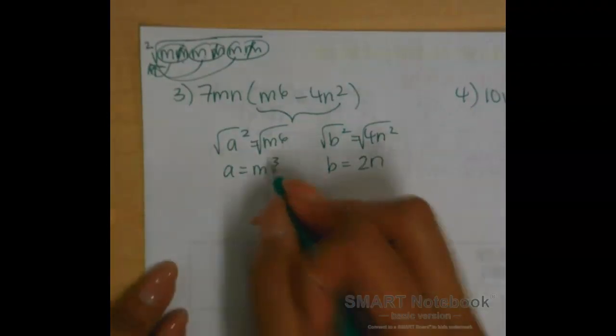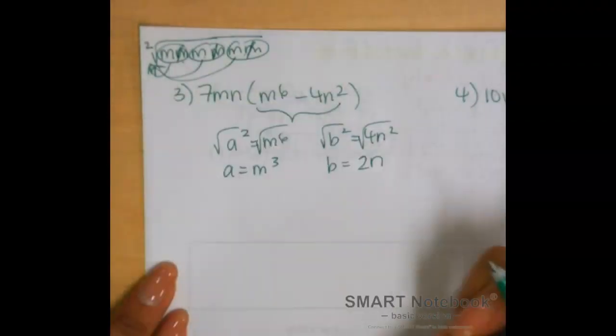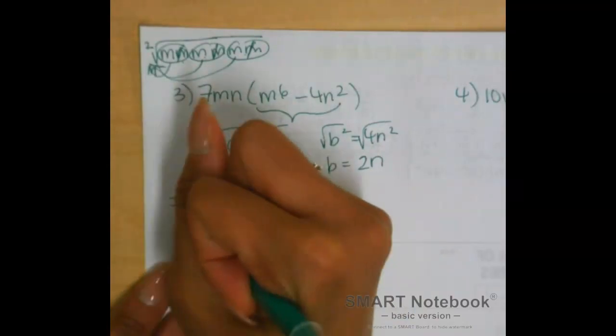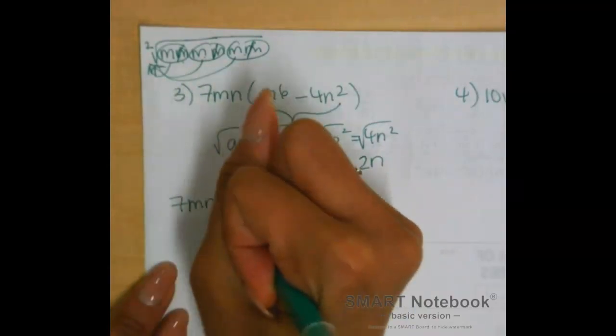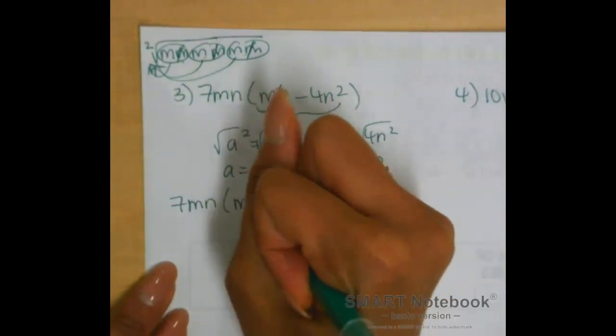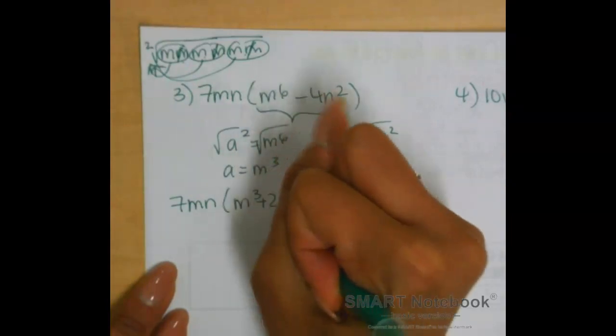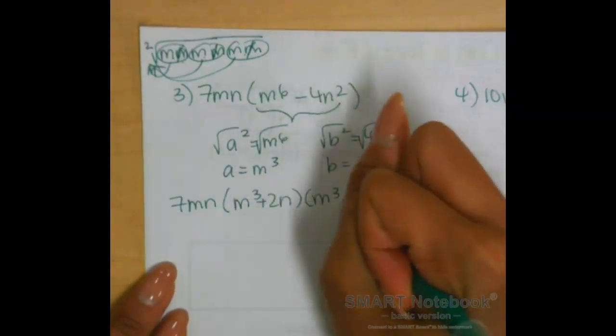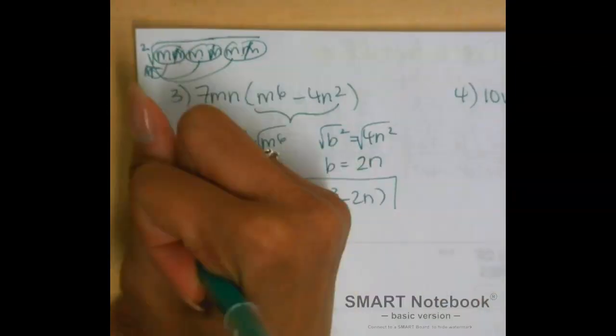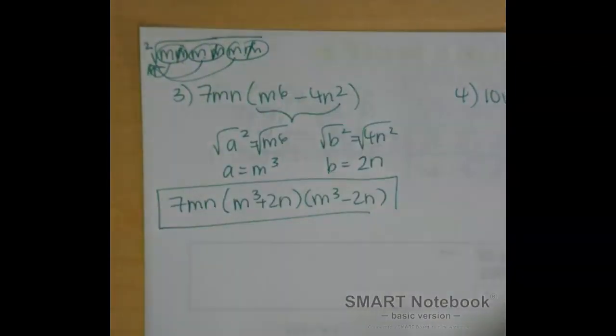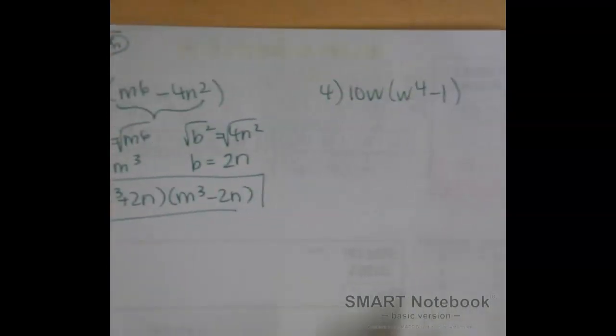Okay, so let me write my answer for number 3. This would ideally be written on the front side, but we're going to write this as 7mn, parentheses, m to the third power plus 2n, and then m to the third power minus 2n. This should be your answer. Give me a nod or shake. Is this okay? All right, for the next one.